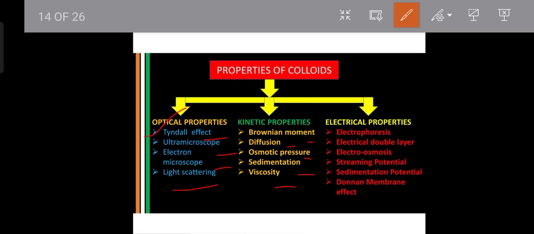I will go one by one, with a detailed discussion of what the Tyndall effect is, what the ultramicroscope is, and Brownian motion. Under electrical properties: electrophoresis, electrical double layer, electroosmosis, streaming potential, sedimentation potential, and Donnan membrane effect. In today's class I will discuss the optical and the kinetic properties. Let me erase, one second.